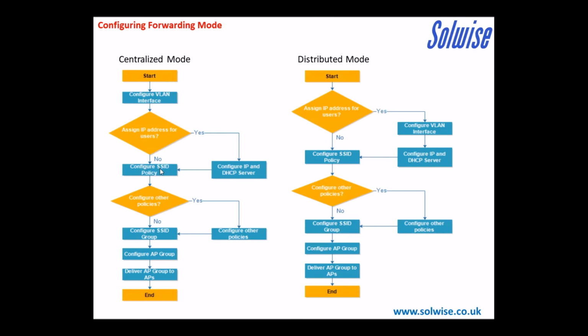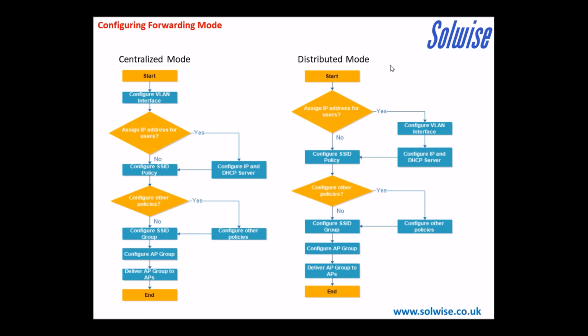Once you've configured an initial SSID setup, do you want to set up other SSIDs? In which case, yes, just go in a loop, configuring all the SSIDs that you want. Once you've configured all the SSIDs you want, then you would actually create your group of access points and then push that configuration onto that group of access points. So that's centralized mode. Now, distributed mode.